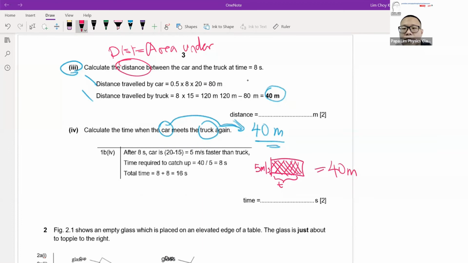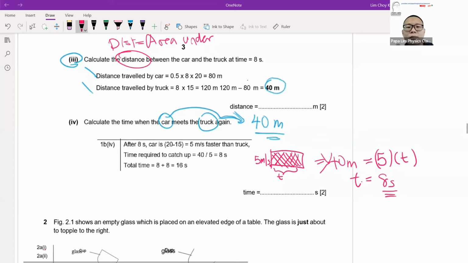Which means the area for this shape will be 5 times t. Okay, length times breadth. And I will know that the time for me to travel the extra 40 meters will actually be 40 divided by 5, which is 8 seconds. So the car will definitely need another 8 seconds to catch up.